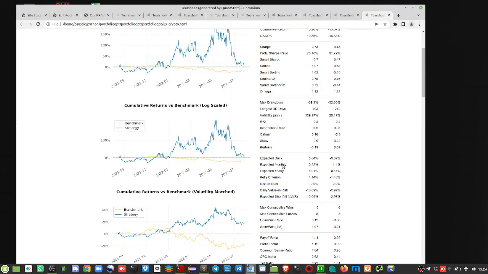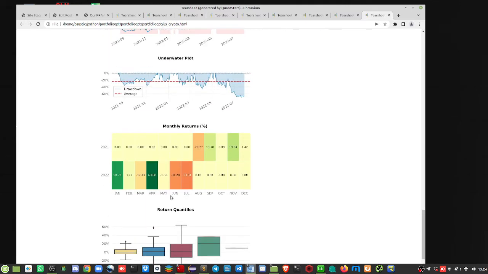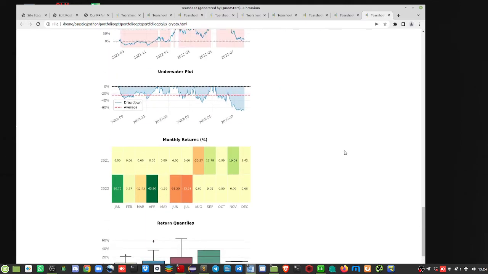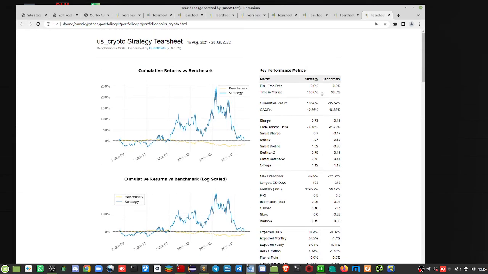This whole tear sheet may change. And then again, when you look at the monthly returns, mostly negative, right? So not yet. Crypto could be on its way up, but it's factoring in mostly Bitcoin.